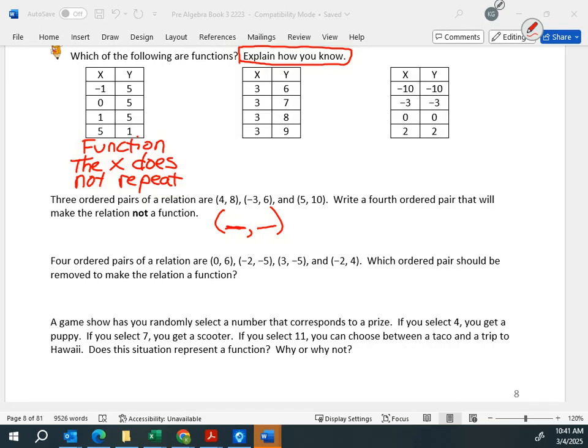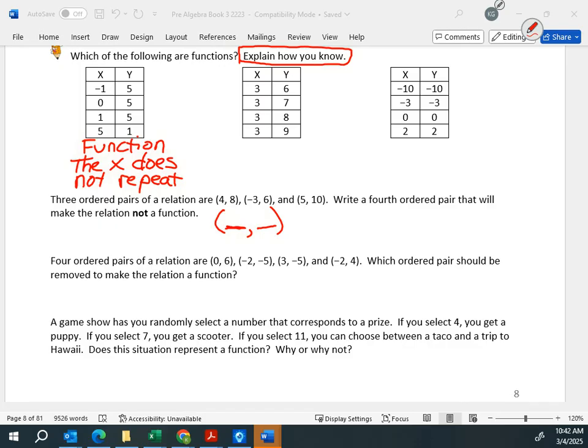And then it says a game show has you randomly select a number that corresponds to a prize. If you select 4, you get a puppy. If you select 7, you get a scooter. If you select 11, you can choose between a taco and a trip to Hawaii. Does this situation represent a function? Why or why not?